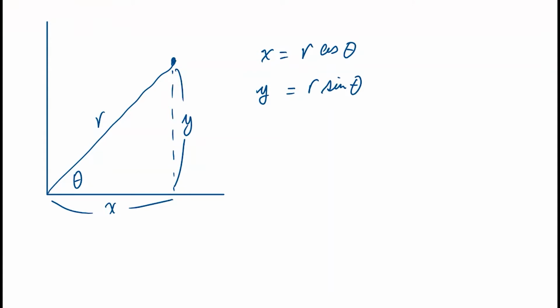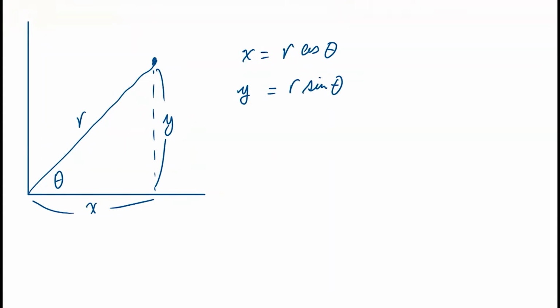Well, that is, if you know r and theta, then you can go to x and y. How about the other way? How can you go from x and y to r and theta? Well, r squared happens to be x squared plus y squared, Pythagorean theorem. And also, tangent theta is equal to y over x. That gives you that angle, correct?